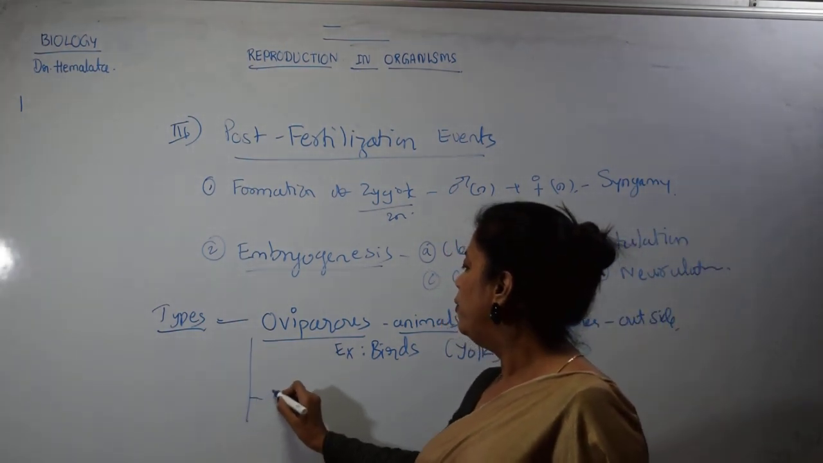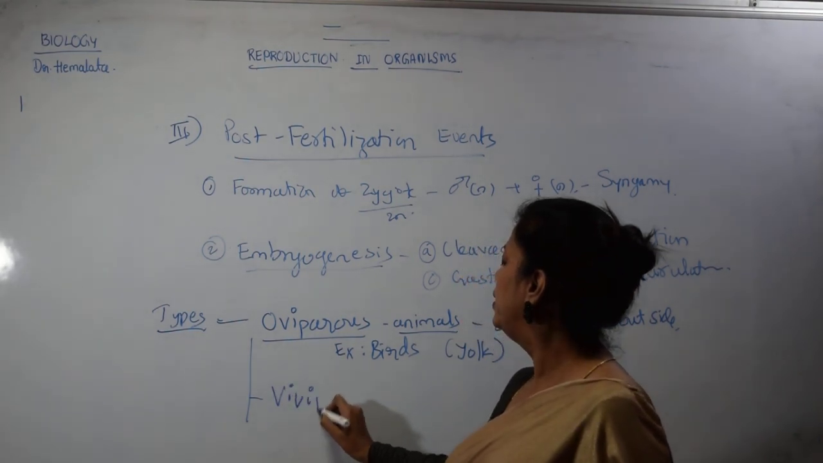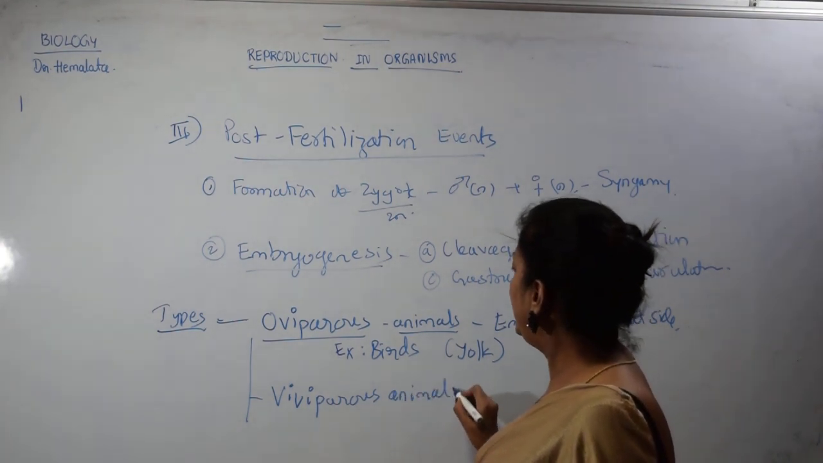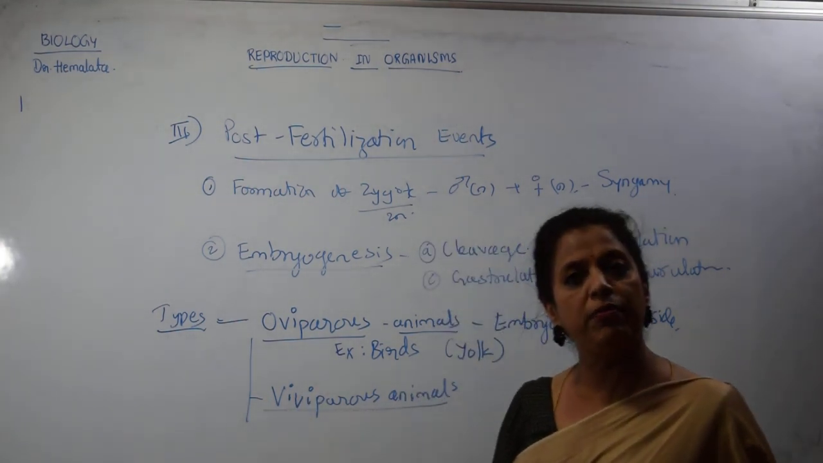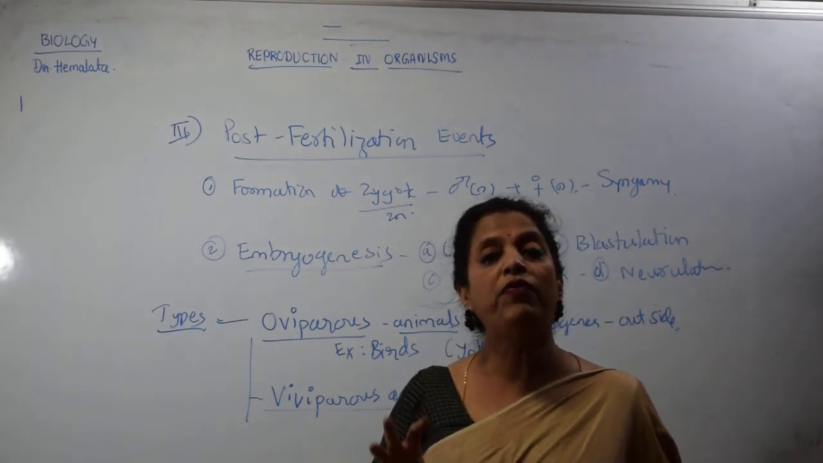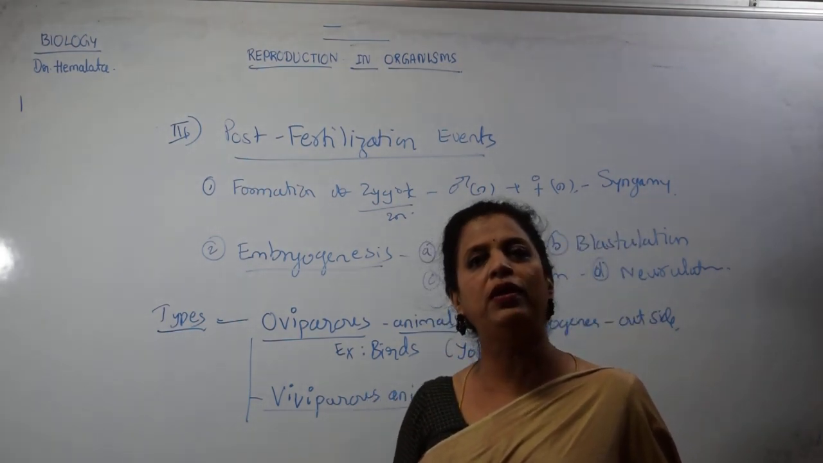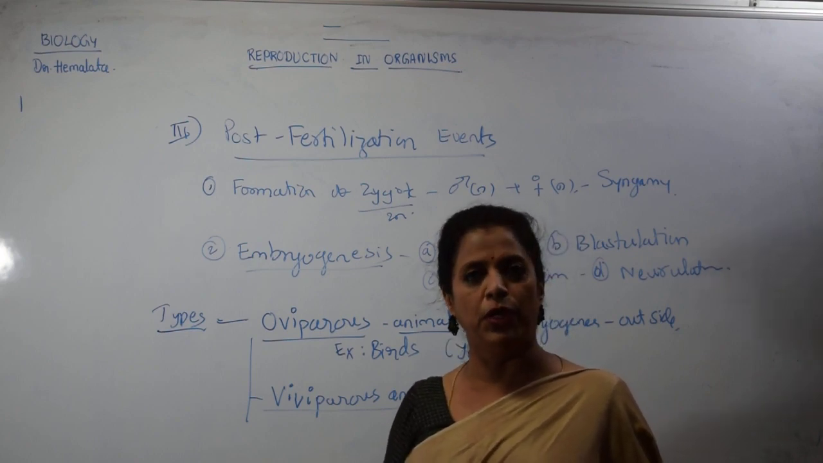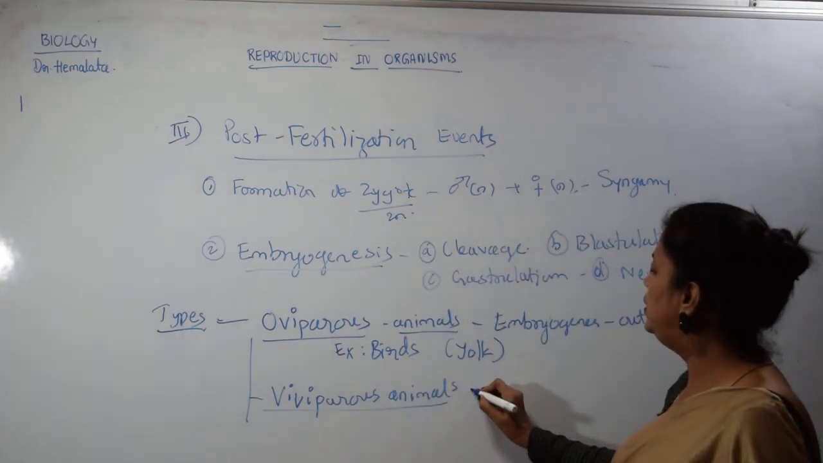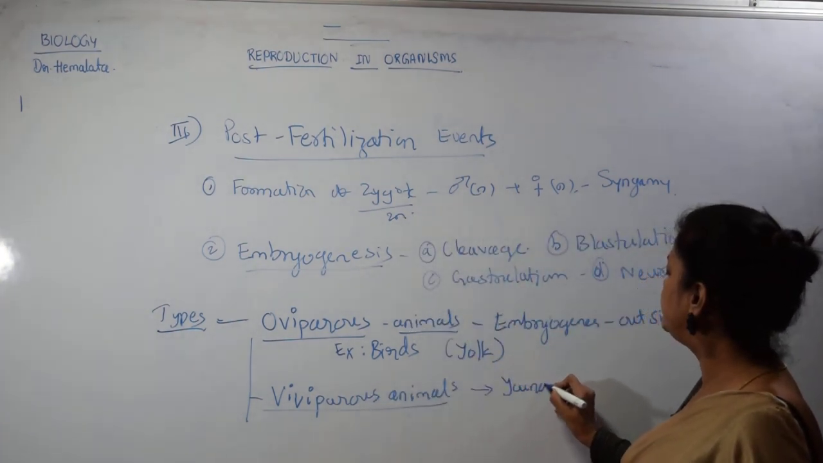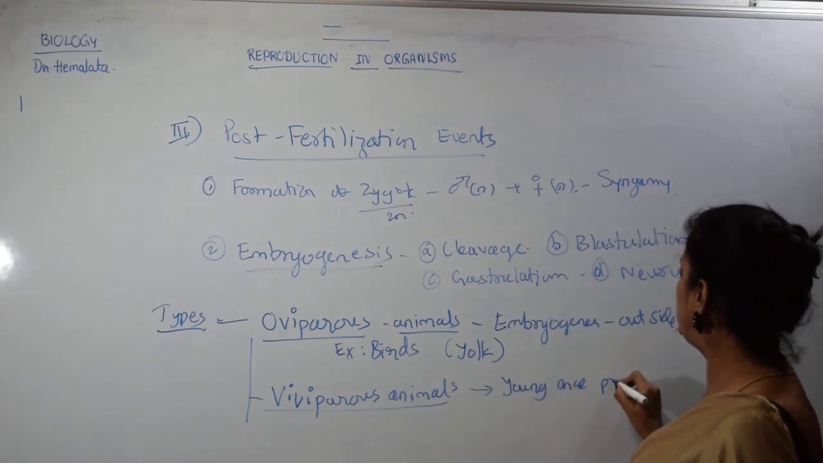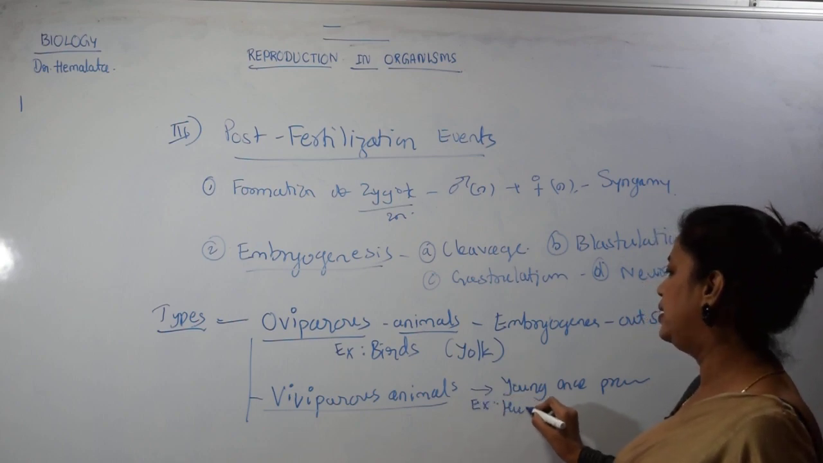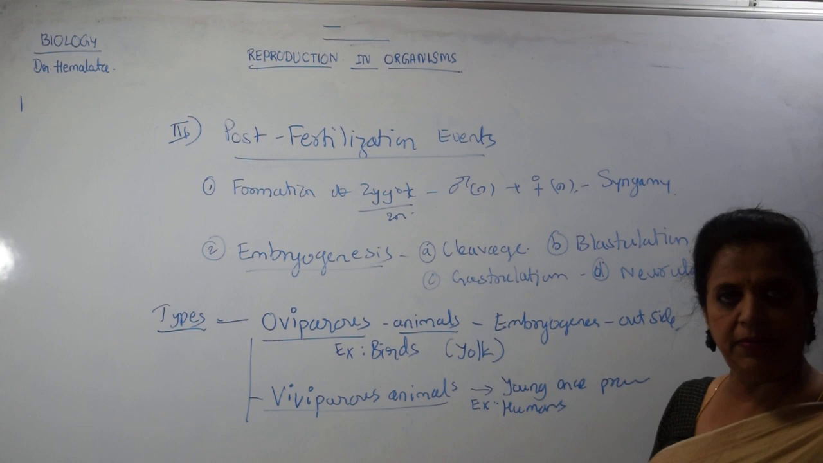Second one is the viviparous animals. Viviparous animals are those in which the fertilized zygote develops within the female body, and the development of the placenta nourishes the growing embryo. Then they produce the young ones. This is happening in all the mammals including humans. Right? They are the viviparous animals.